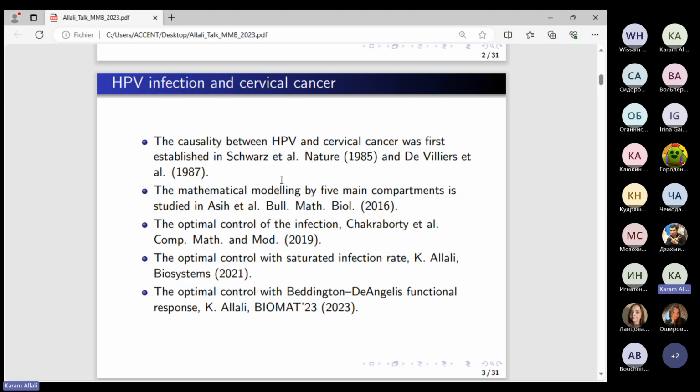In this mathematical model, they take only a bilinear incidence infection rate. The optimal control of the model with these five main compartments was made in Chakraborty et al. in 2019. In 2021, the optimal control with saturated infection rates was done, and by changing the saturated infection rate to the Beddington-DeAngelis functional response, it was done in the Biomat conference. It is expected to appear as a book chapter.